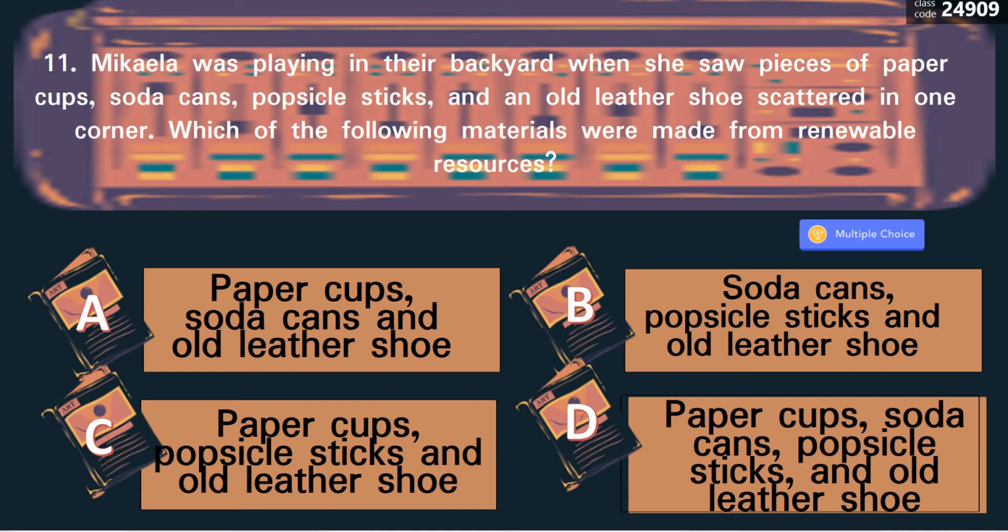Mikaela was playing in their backyard when she saw pieces of paper, cups, soda cans, popsicle sticks, and an old leather shoe scattered in one corner. The following materials were made from renewable resources. Is it A, paper cups, soda cans, and old leather shoe? B, soda cans, popsicle sticks, and old leather shoe? C, paper cups, popsicle sticks, and old leather shoe? And D, paper cups, soda cans, popsicle sticks, and old leather shoe?